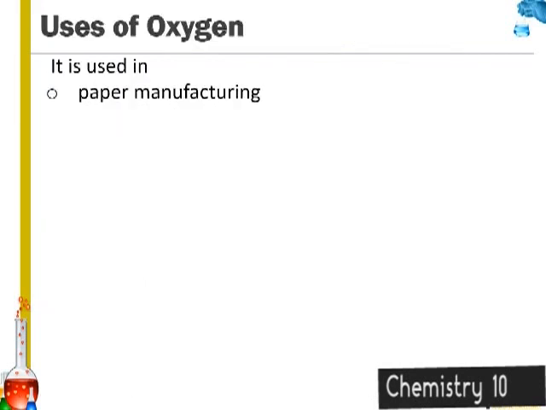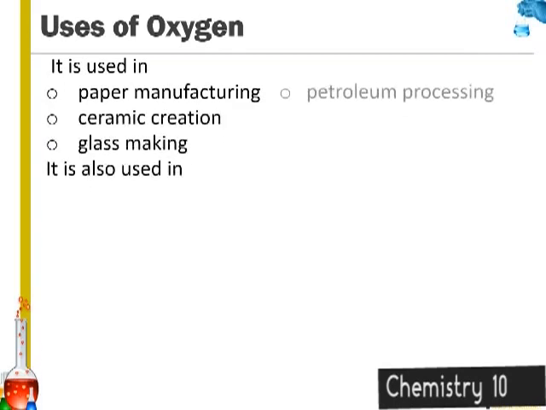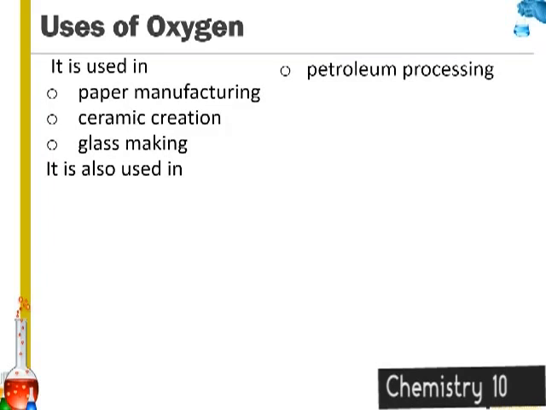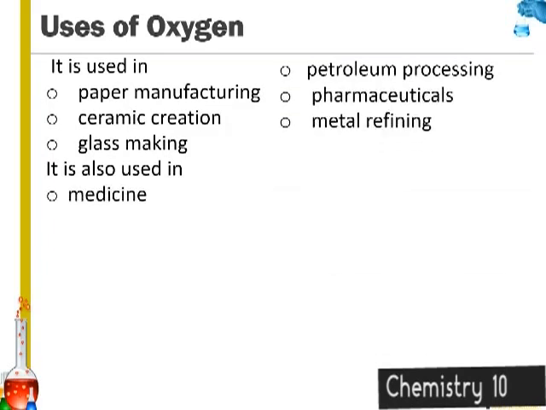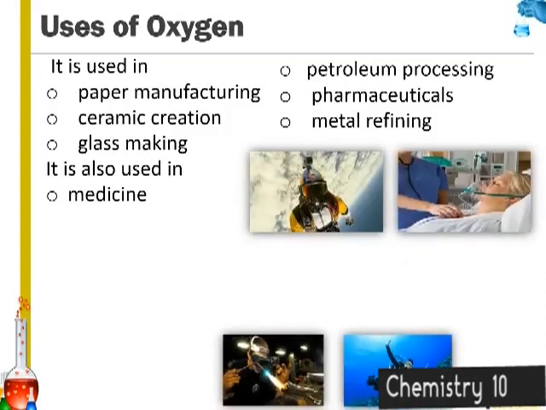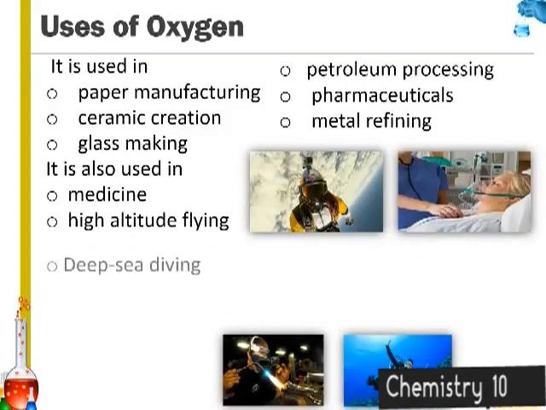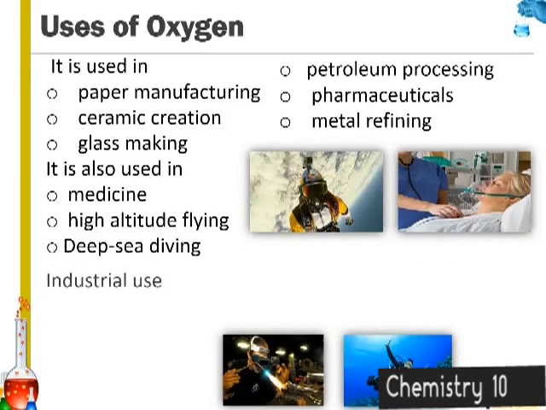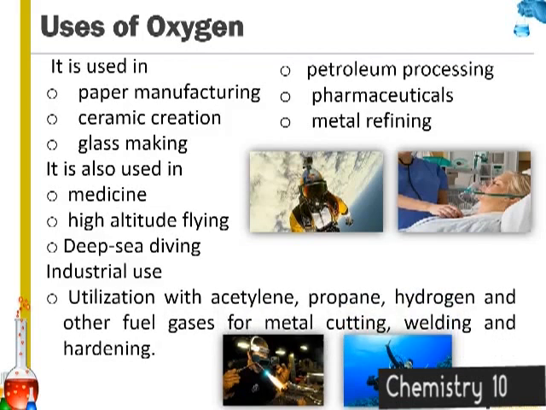Oxygen is used in a wide number of industries, including paper manufacturing, ceramic creation, glass making, and it is also used in petroleum processing, pharmaceuticals, metal refining, medicine, high-altitude flying, deep-sea diving, as well as industrial uses in combination with acetylene, propane, hydrogen, and other fuel gases for metal cutting, welding, and hardening.